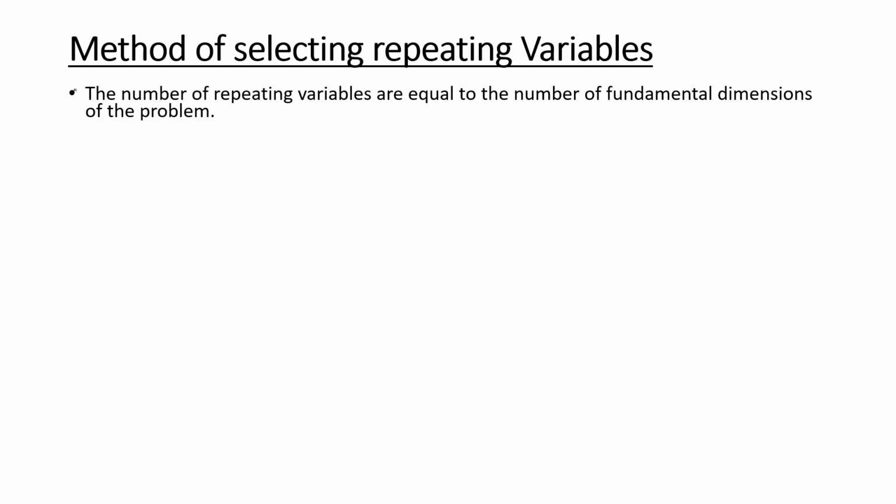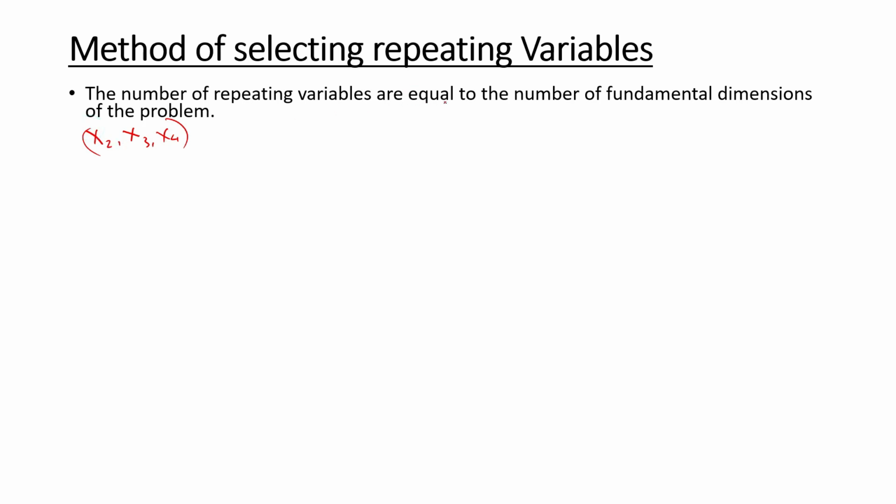See, first we will see what they are, then we will do an example of how to select the repeating variables. So we have seen earlier that the repeating variables are x2, x3, x4. How to find these repeating variables?